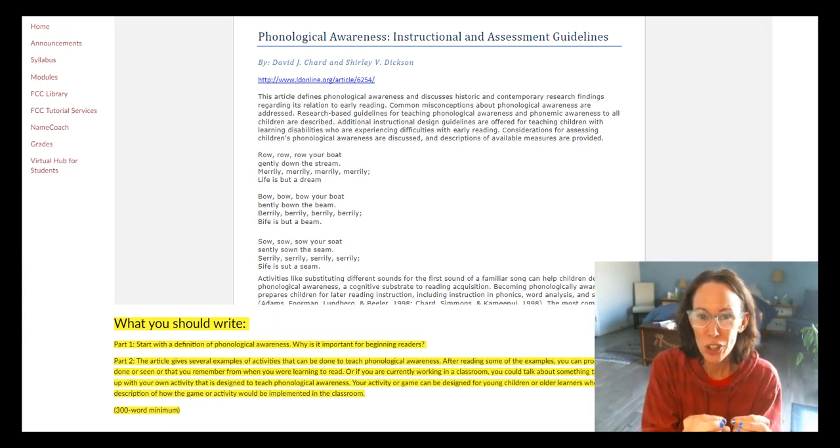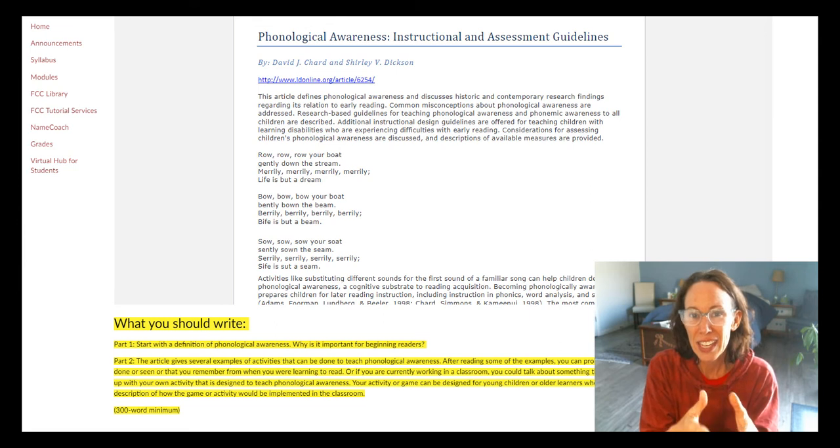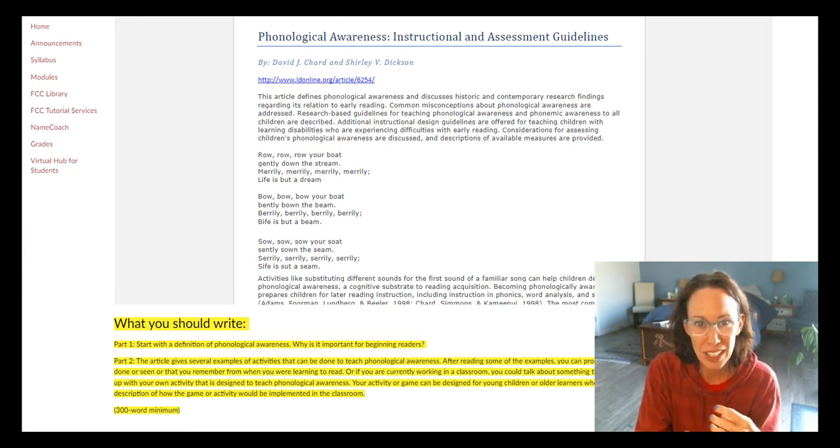Okay, so start with a real quick little definition of what phonological awareness is and why it's important, and then come up with a real quick little summary of an activity. It could be something that you pulled from the article, or better yet, something else that you know about. And I know that everyone has something that they know about, that they remember. Maybe it's something that, if you have kids or younger brothers and sisters, you do with your own kids, or again, something that you know about from a classroom situation.